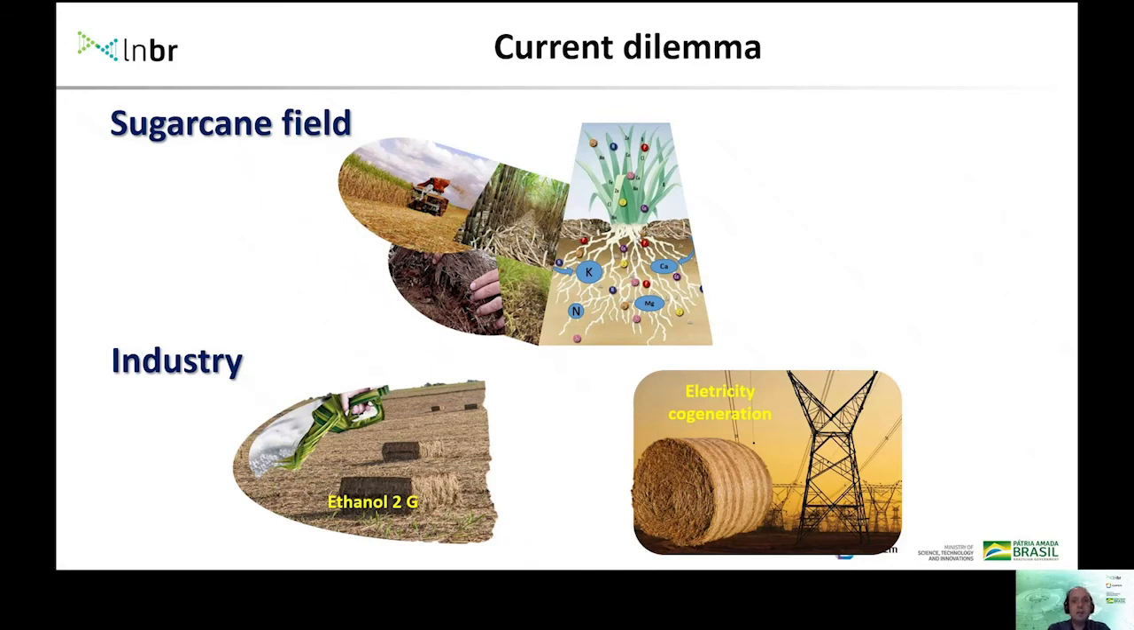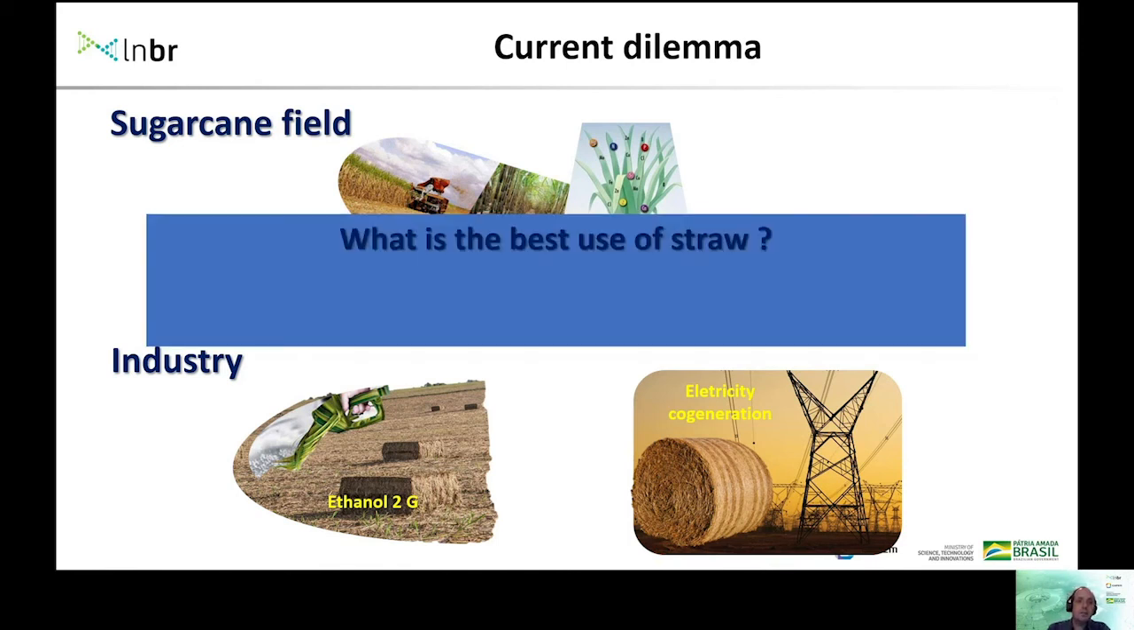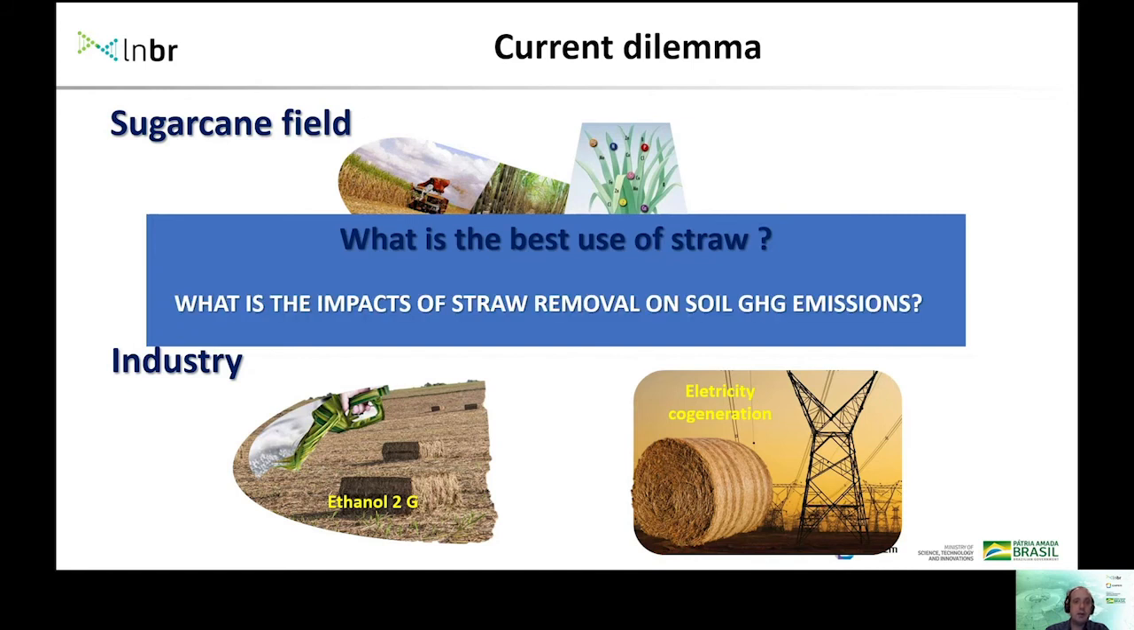So the current dilemma that we have here is how much sugarcane straw should be removed from the field without compromising soil health. So what is the best use of the straw? More specifically, for our current presentation today, the question is: what is the impact of straw removal on soil greenhouse gas emissions?